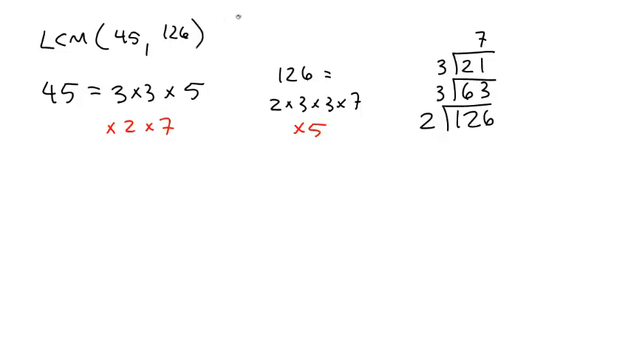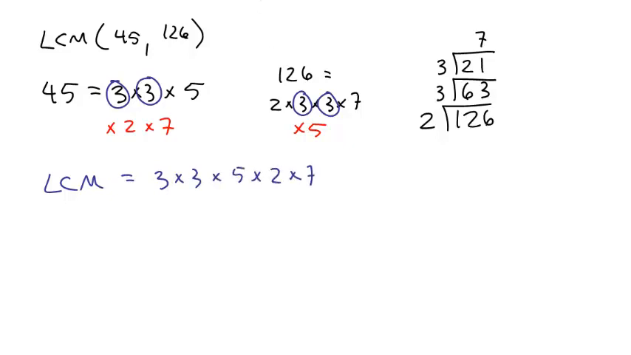Or you look at it and you say, what do they have in common? They both have a 3, they both have another 3. That is to say, 3 times 3, 9 is the greatest common divisor. It's the largest number that divides 45 and divides 126. But we've also figured out that the least common multiple is 3 times 3 times 5 times 2 times 7.